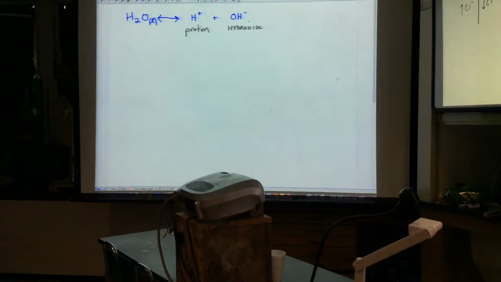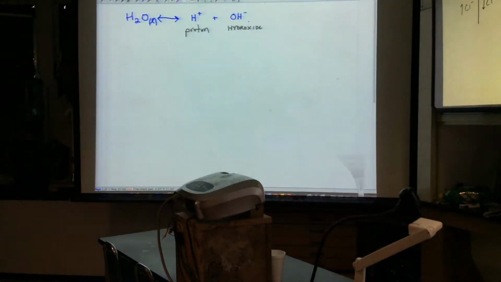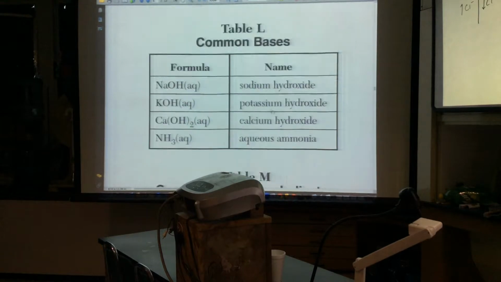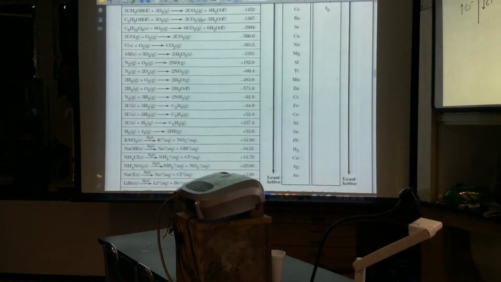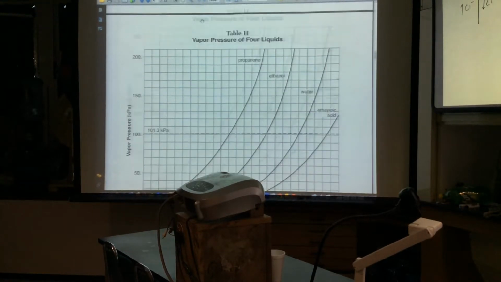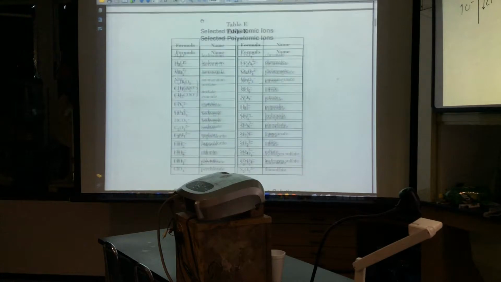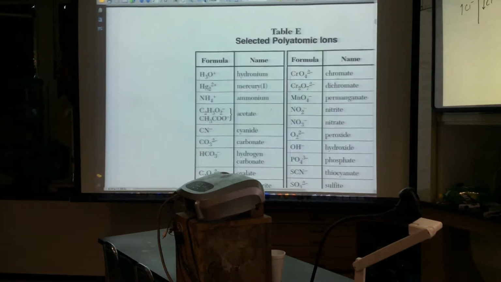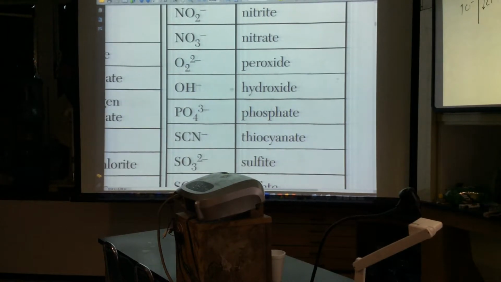Okay? Just to show you what I'm talking about, if I go to my reference tables, let's see where they are. Maybe they're over here. Okay, let's go to table E. And we can see very clearly, the ring is gone. Now, actually, it's still here. But OH minus is our hydroxide. Now, you may say, where is the H plus?